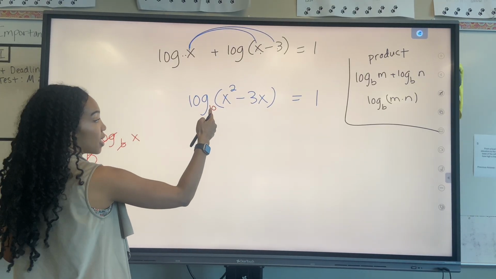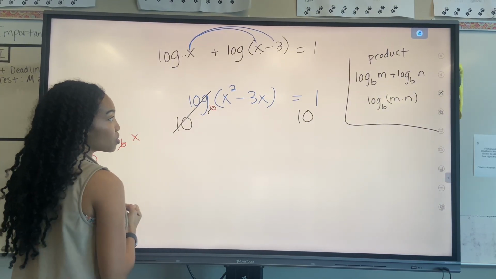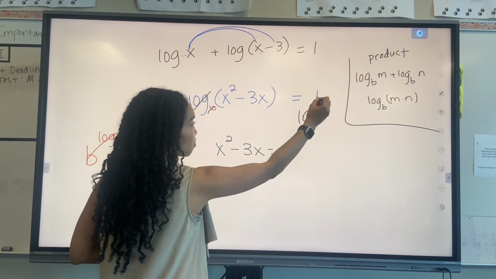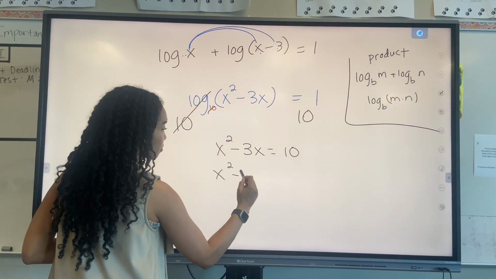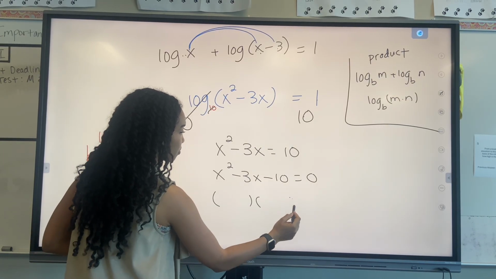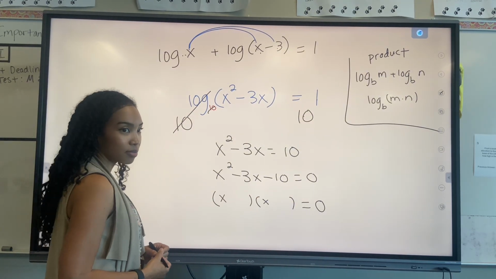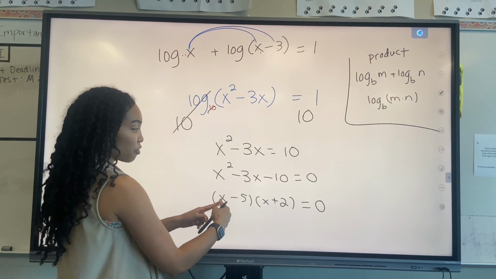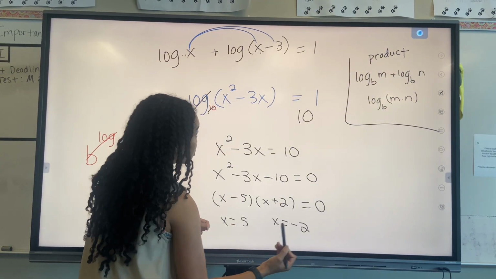Okay, so my base here is 10. I can do base 10 on both sides so that those cancel. And you're left with x squared minus 3x equals 10 to the power of 1 is 10. Move this 10 over here to make it a minus 10. And now you can factor. 2 numbers that multiply to -10 but add to -3. -5 and +2. Perfect. So those are your factors. Let's solve it. This one will give you 5 and this one will give you -2.